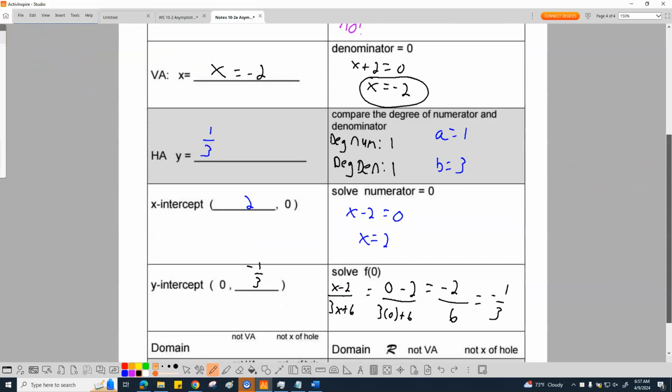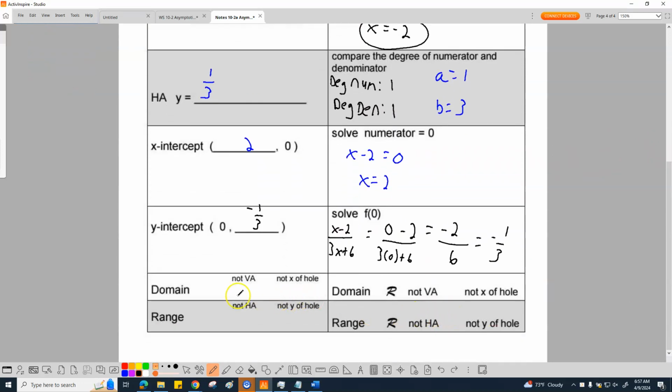I'm going to write it the easy way. You ready? The domain can't include the vertical asymptote, which is x equals -2. So it cannot equal that, and then there are no holes. So the domain is basically all reals. The domain is all real, but x cannot equal -2.